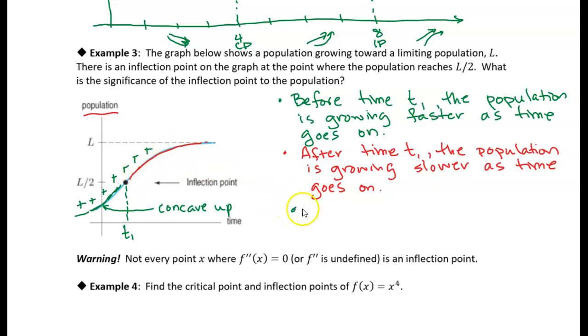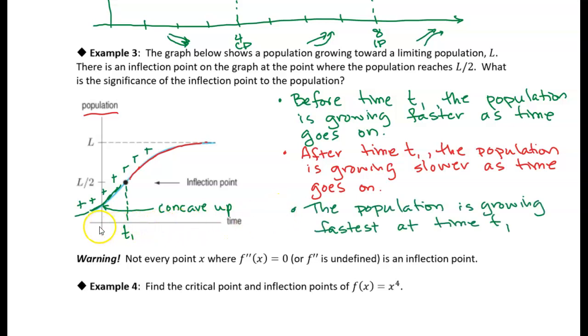So the other thing that we can say about this is that the population is growing the fastest at time t1. Because it goes from concave up, so it just keeps growing faster, faster, faster, and then after time t1, it's growing slower. So the population growth never increases after that. The population is growing the fastest at time t1. Okay, and it kind of makes sense if you think of the second derivative as being the derivative of the derivative, then the inflection point is a critical point for the derivative. So it's a potential maxima or minima for the derivative.